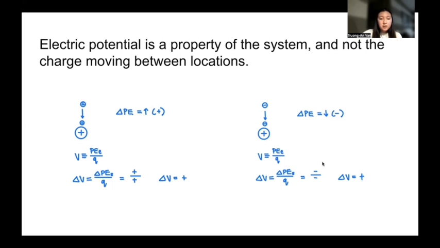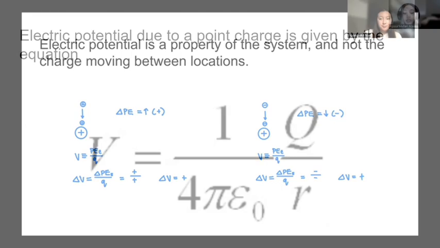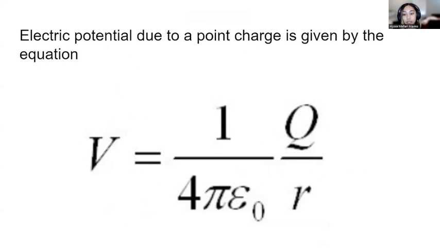And this just goes to show how electric potential is a property of the system and not the moving charge. Now that an understanding of electric potential is reached, we can find the electric potential due to a point charge. This is given by the equation right here, 1 over 4 pi epsilon naught times q over r, where q is the charge and r is the distance between the charge and the point.